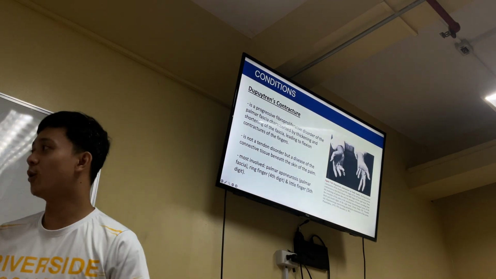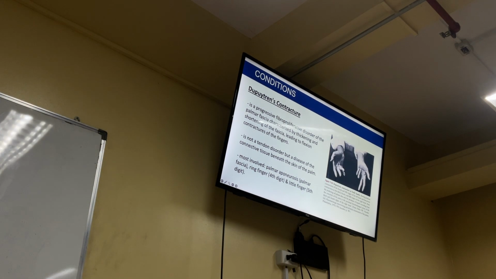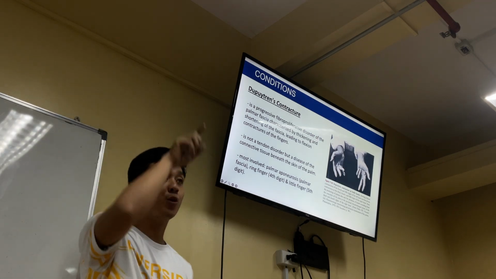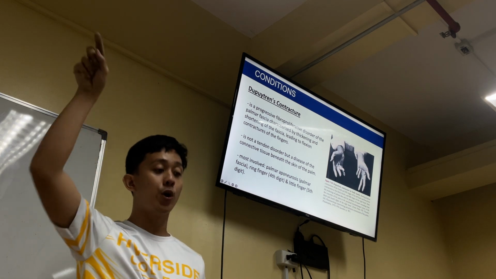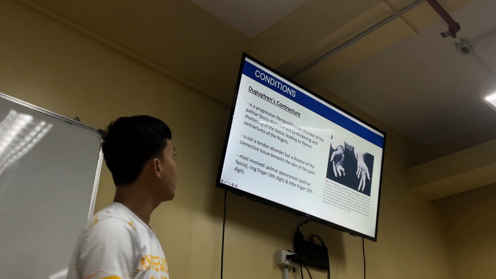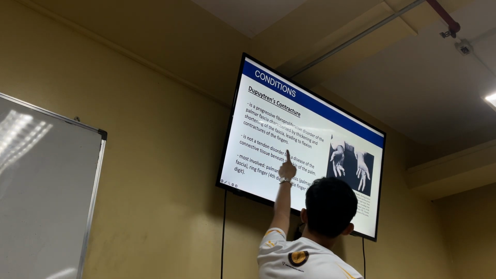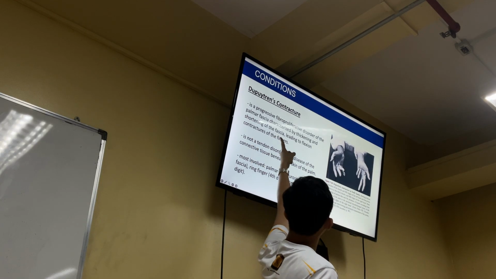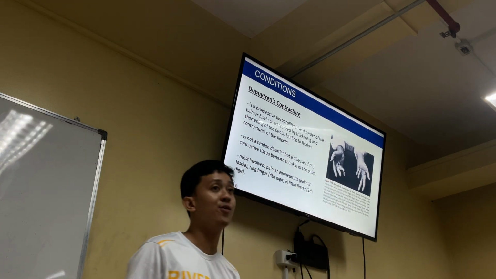Okay, we're done with your DQT. Another is Dupuytren's contracture. Dupuytren's contracture is a progressive fibroproliferative disorder, usually affecting your palmar fascia. Thickening and shortening of the fascia lead to flexion contractures of your fingers.